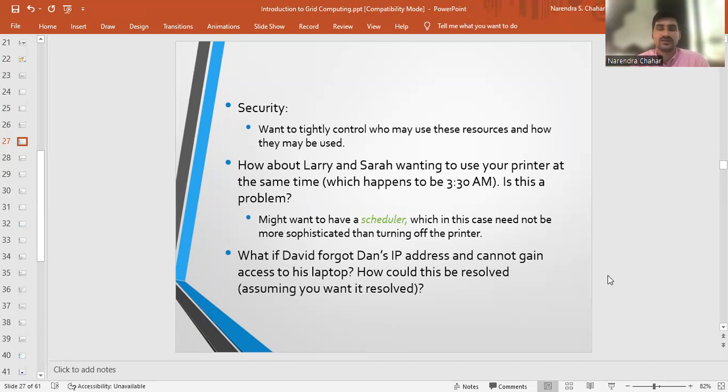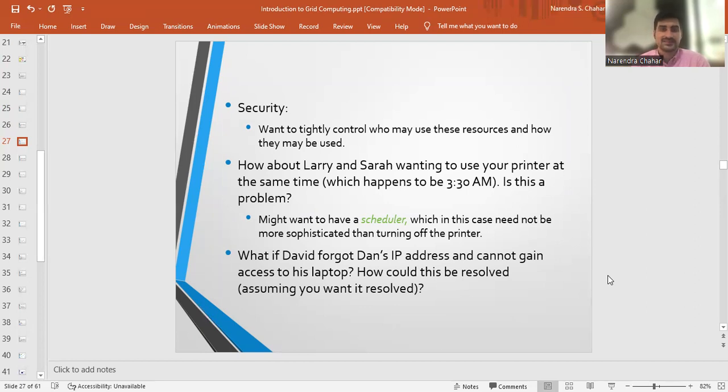So with first come first served, if Larry gives the print instruction first, then Larry gets the printer. It takes time for the instruction to reach the printer. So if Larry's instruction is the first one or Sarah's instruction is the first one, respectively, it will print.